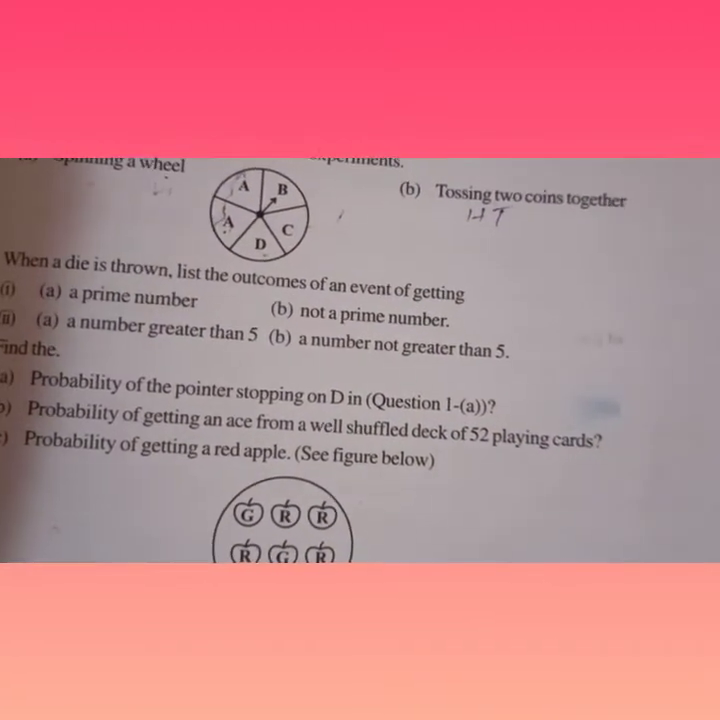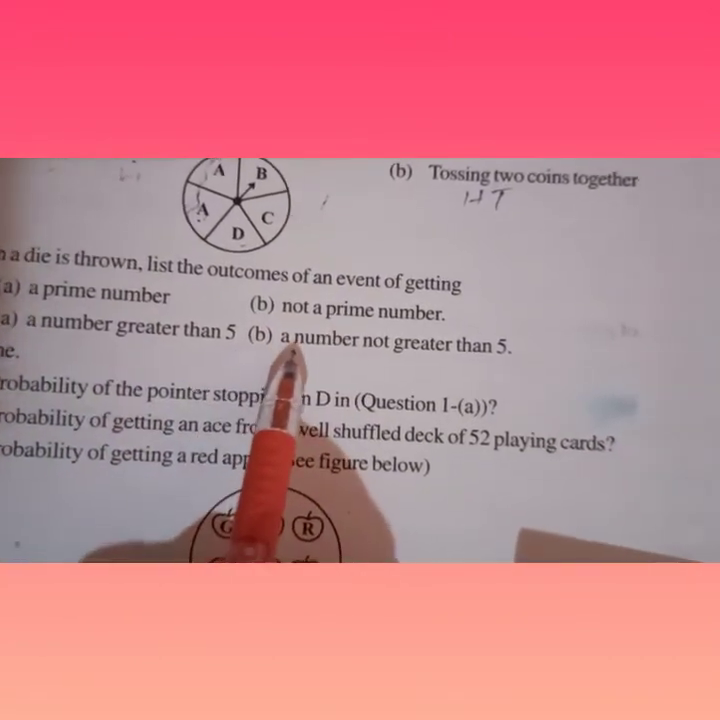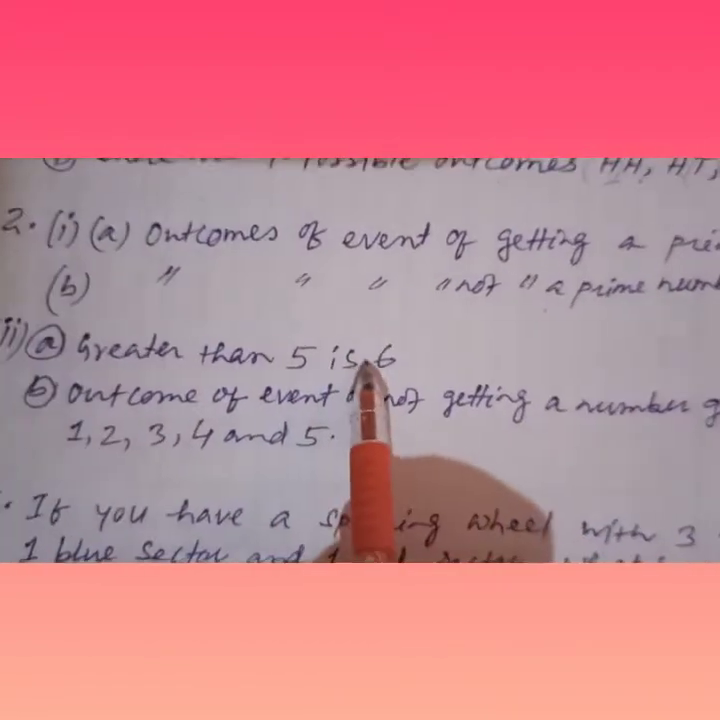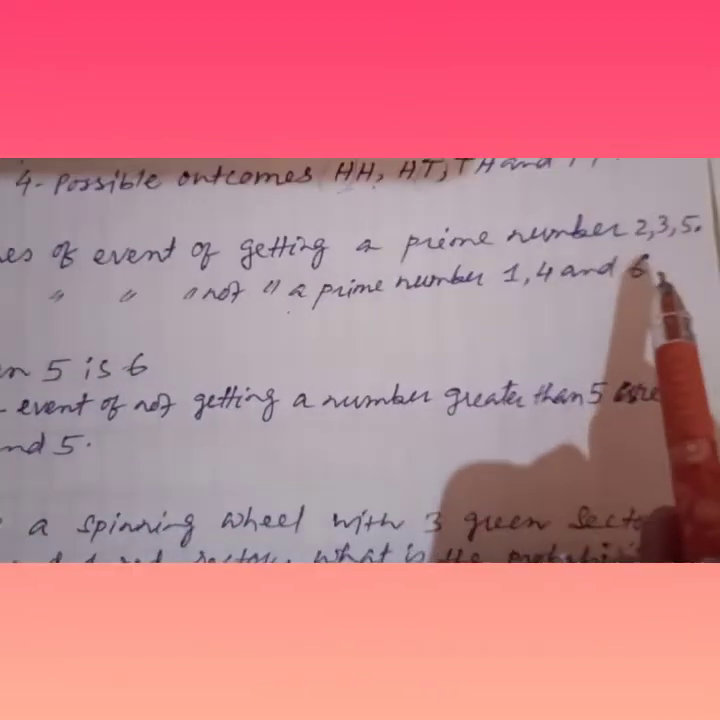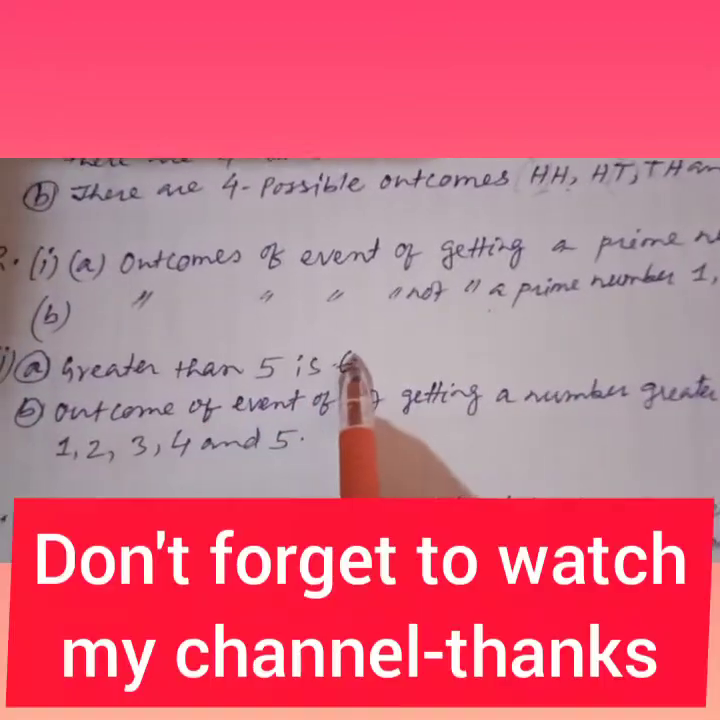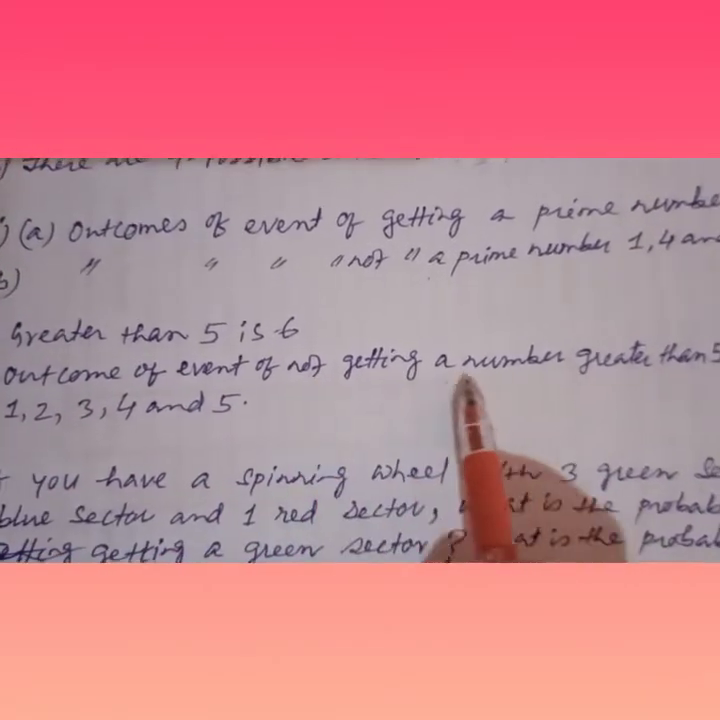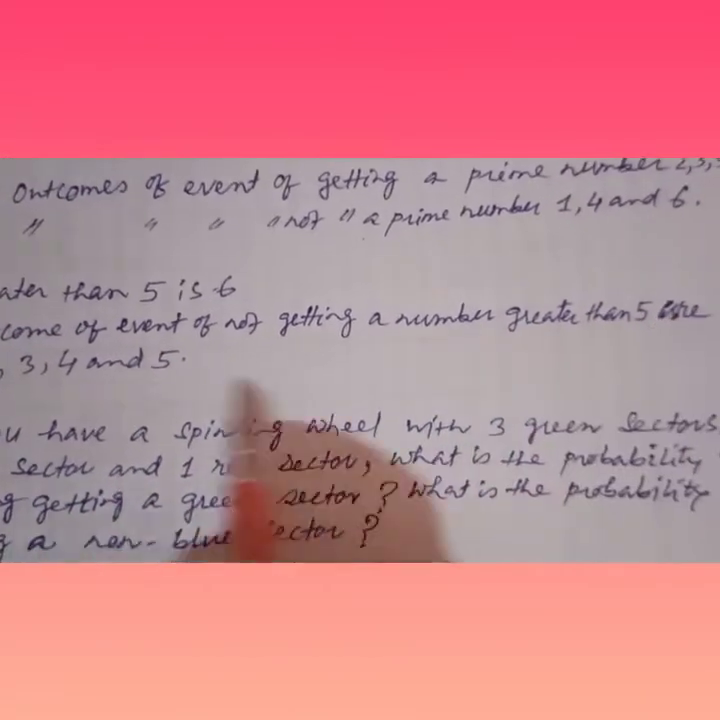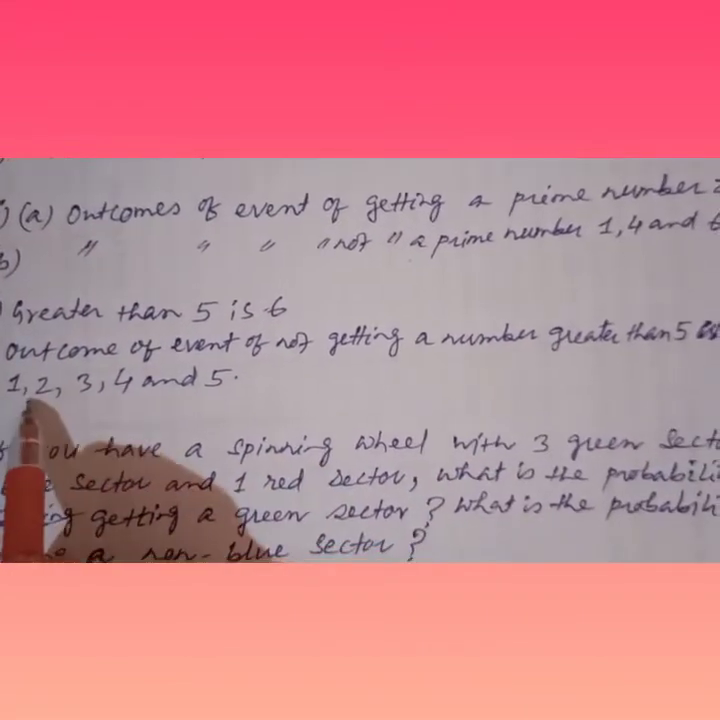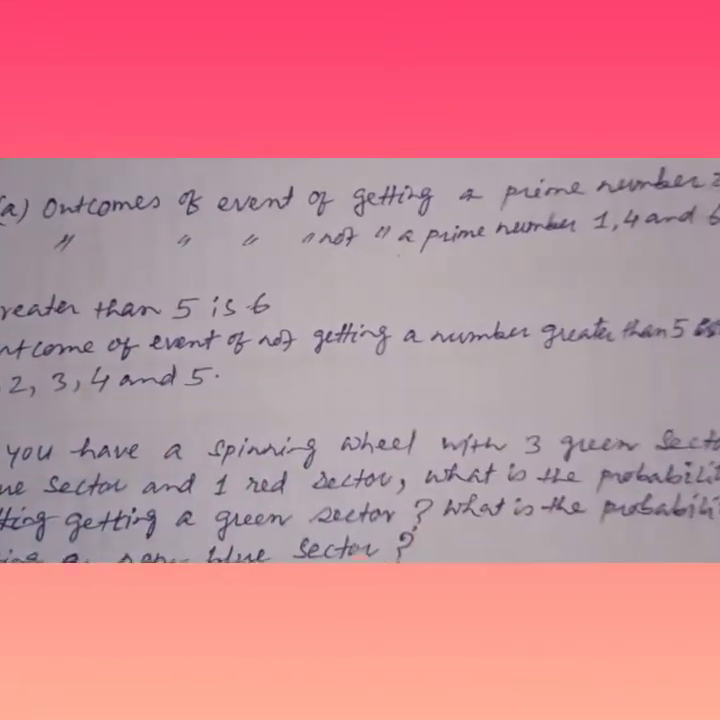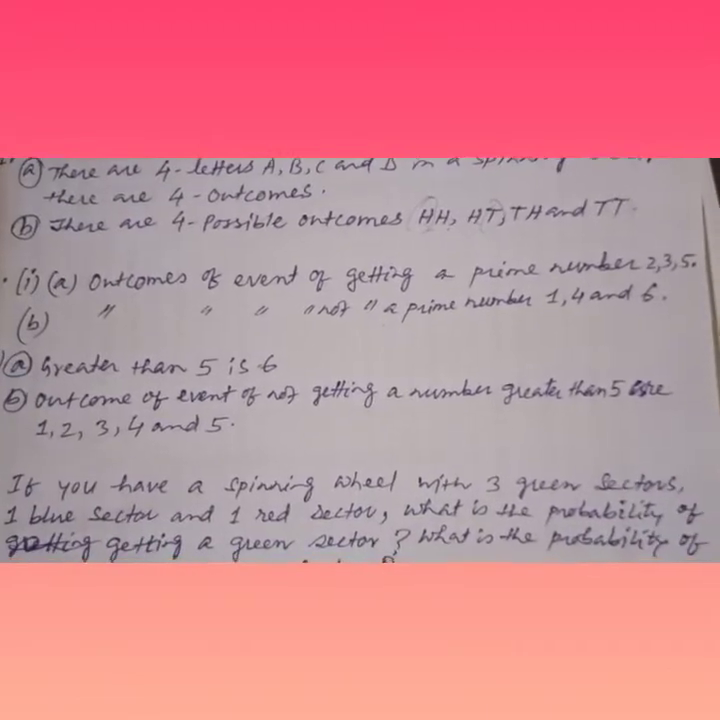Then question 3. Question 2 part is given here. See, A is getting a number greater than 5, and B is getting a number not greater than 5. Greater than 5 will be 6. Then the outcome of the event of not getting a number greater than 5 will be 1, 2, 3, 4 and 5 itself. So that is your answer.